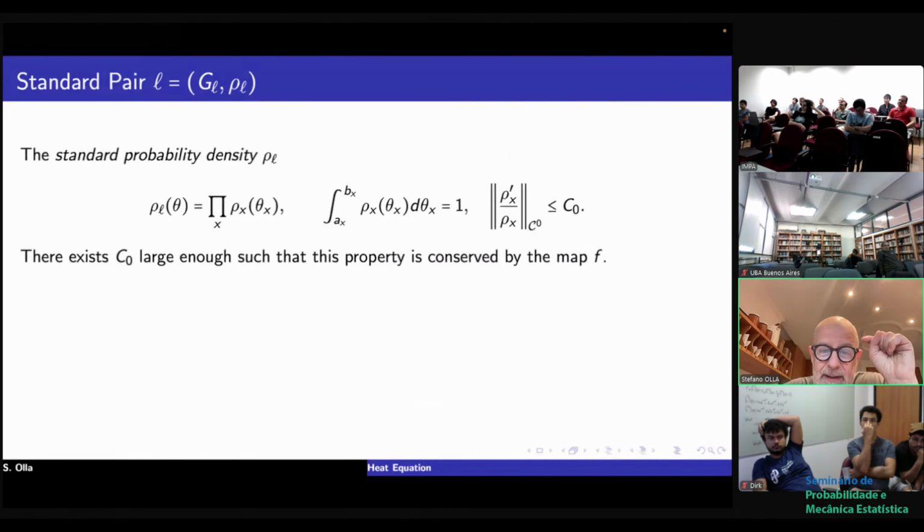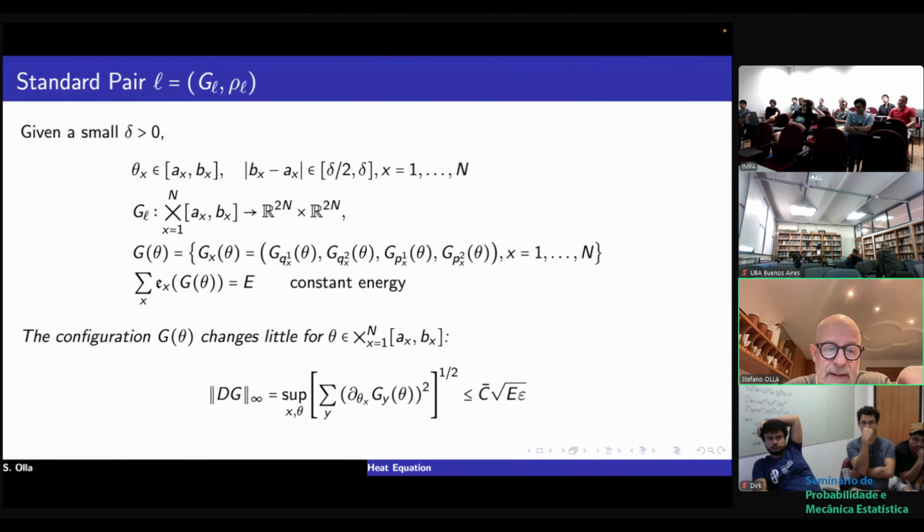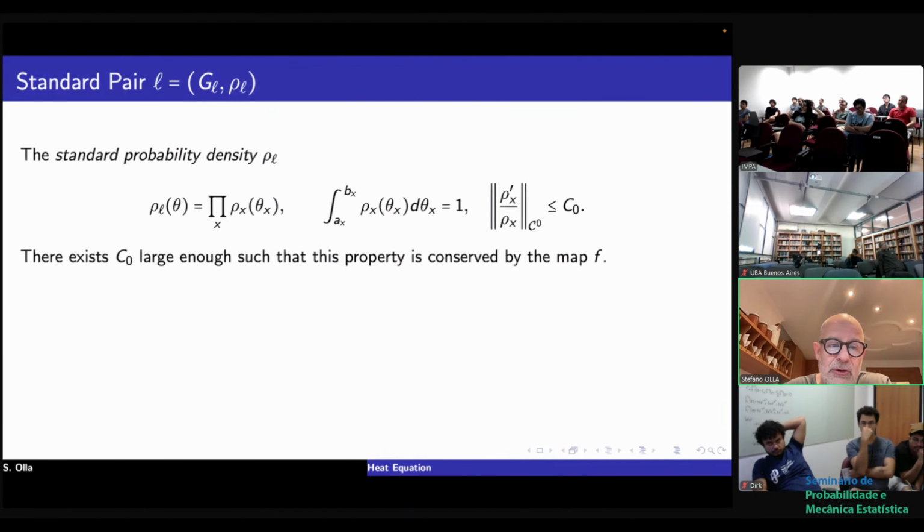Now it's not finished. To these maps G that you construct this way, to the angles, to the configuration, you also put some distribution, some product distribution over the angles, which have support in these intervals. And they must have, important, this smoothness condition. I mean, in the C0 sense, so that's a sup over x of the integral of rho prime x over rho x has to be bounded by a constant. So they must have some smoothness.